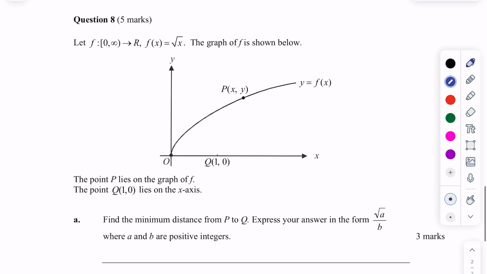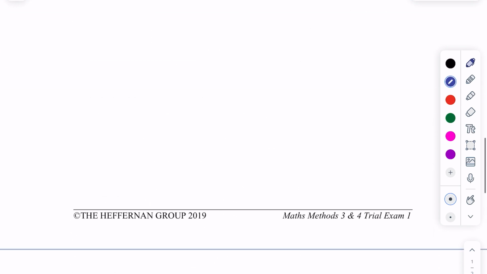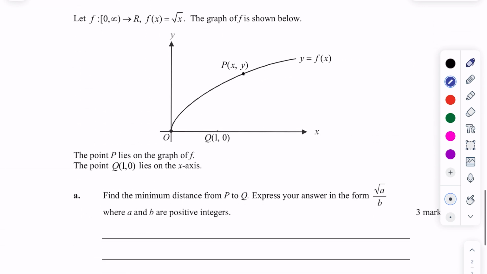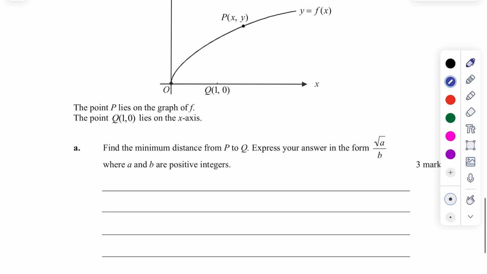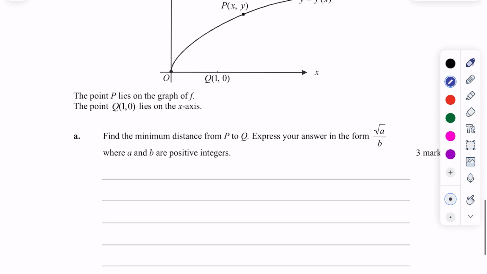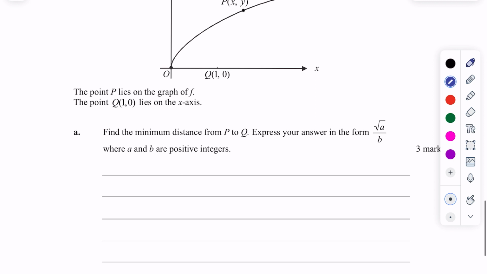And there we have our answer. Okay, so question 8, moving on, getting away from the probability. Question 8 says, let f: [0, infinity) → R, f(x) equals square root of x. The graph of f is shown below. P lies on the graph. The point Q(1, 0) is a point. Find the minimum distance between P and Q.